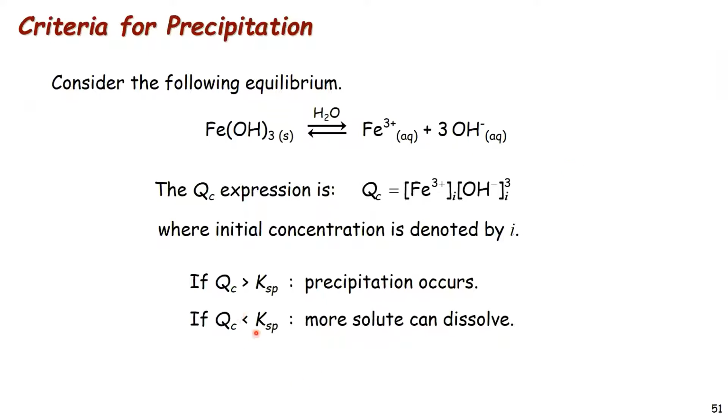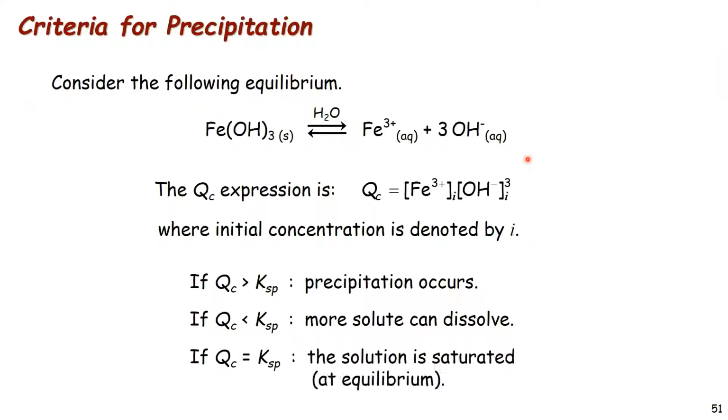If Q is less than KSP, that means more salt can actually dissolve in the water and dissociate. And if Q equals KSP, which of course means we're at equilibrium, that means we have a saturated solution. Okay? Any questions on how to interpret Q for precipitation reactions?